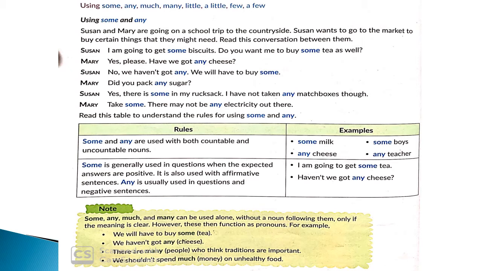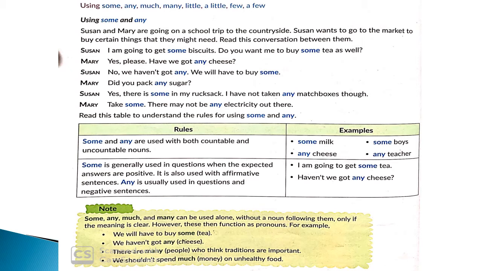Question. Now let us note some, any, much and many can be used alone without a noun following them. Generally we see that an adjective is followed by a noun. But sometimes if the noun is already understood, then we do not need to use the noun here. For example, we will have to buy some. What will we be buying? Tea, because they were already having some conversation about tea. We haven't got any. They haven't got cheese. She has already mentioned about cheese.